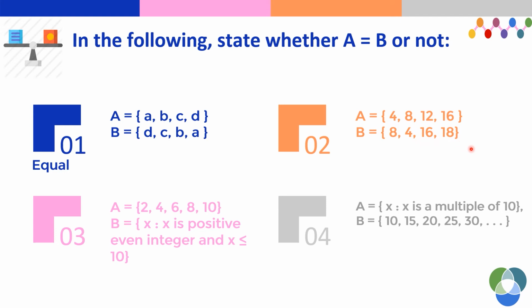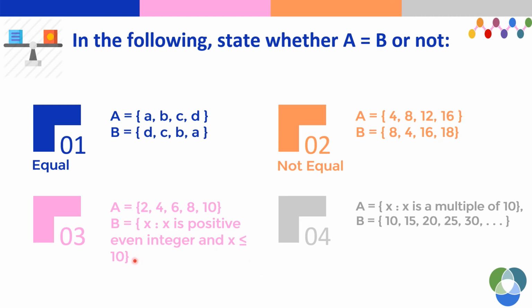So second question, 4, 8, 12, 16, 8, 4, 16, 18. Though there are 4 elements in both the sets, if you see the elements, one is missing, right? Here we have 12, whereas the 12 is not here. Here we have 18, but that 18 is not there in set A. So we can say that these two are not equal. Though they are equal in number of elements, they are not equal in elements. Elements are different, so we will say that A is not equal to D.